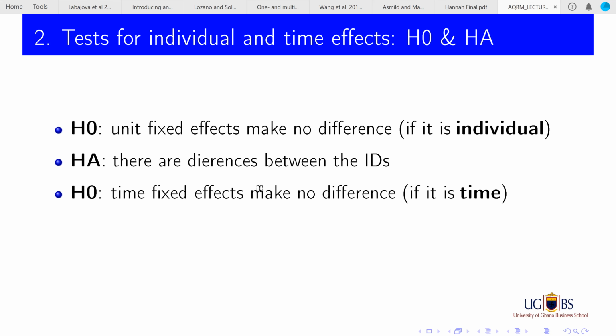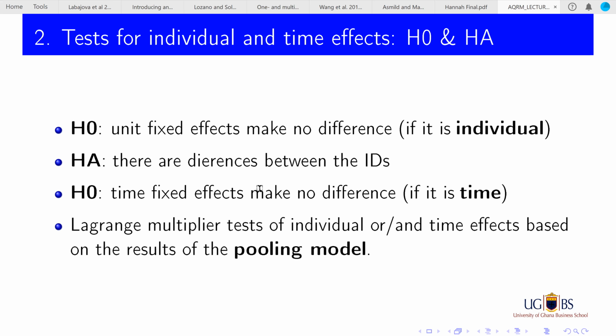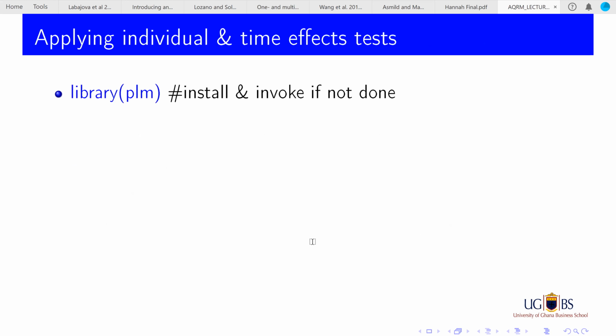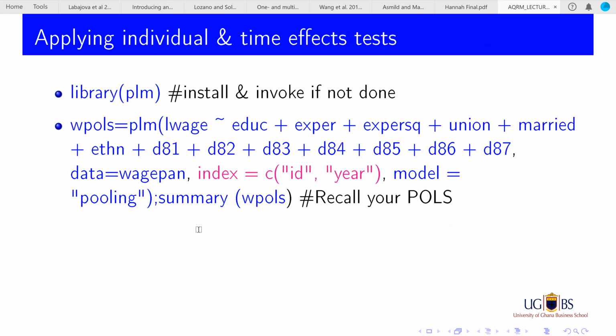If your focus is to check whether time even has anything to do with the whole model, in this case you use something we call the Lagrange multiplier test of individual or of time factors. And this is based on the pooling model. Okay, so how do you do that? Well, this is how you do that one too.